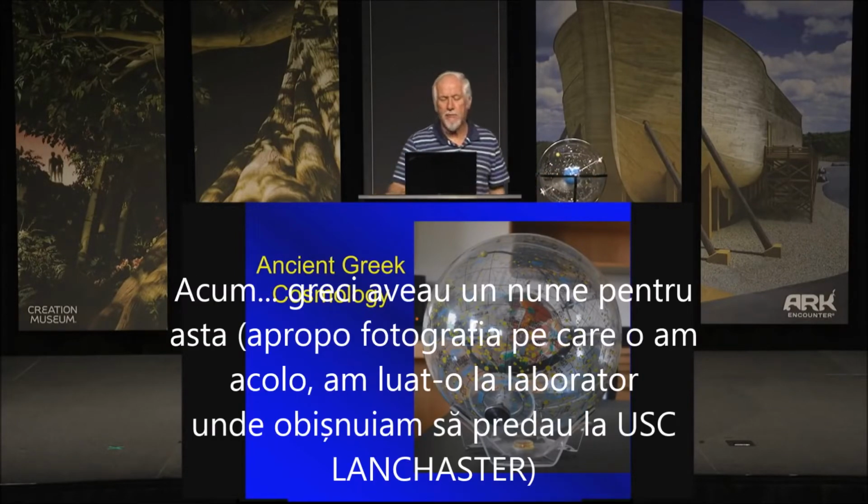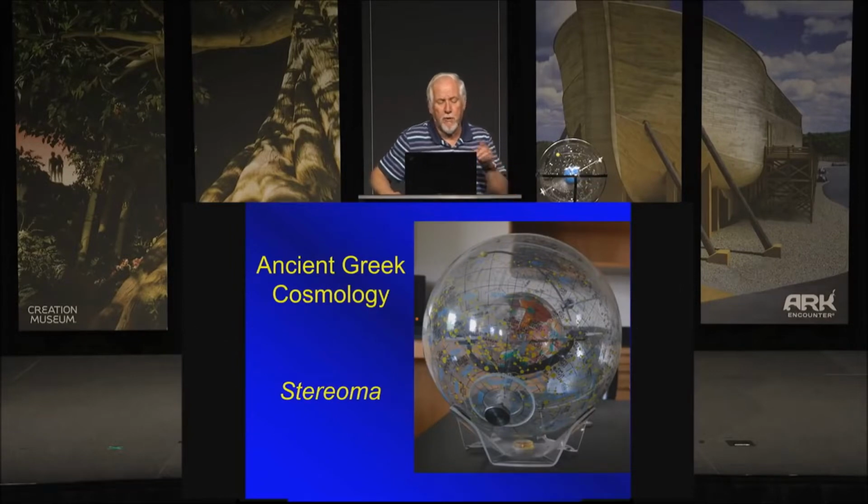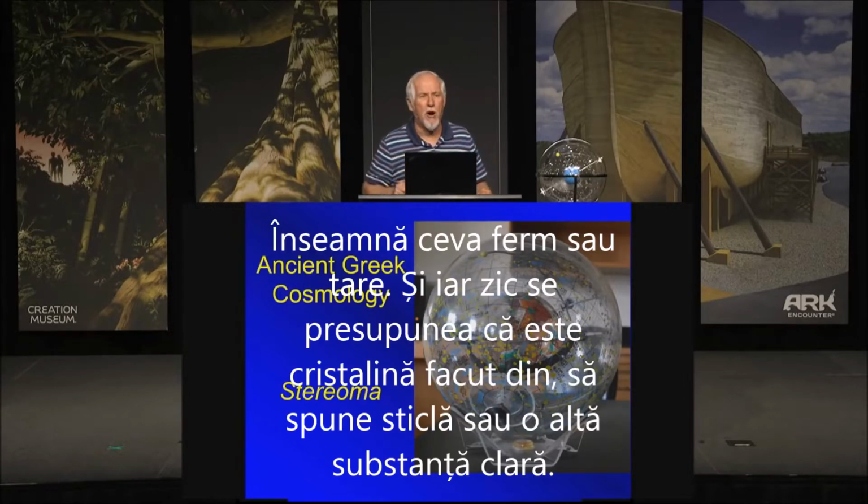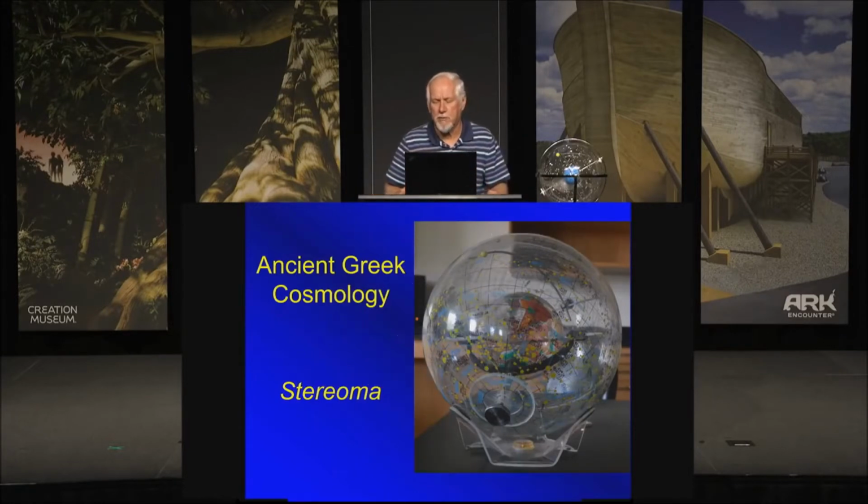Now, the Greeks had a name for this thing. By the way, the photo I have there, I took at the lab where I used to teach at USC Lancaster, where we use those quite a bit in our astronomy classes. And the Greeks called this celestial sphere a stereoma. It meant something firm or something hard. And again, it was supposed to be crystalline, made out of, say, glass or some other hard, clear substance.